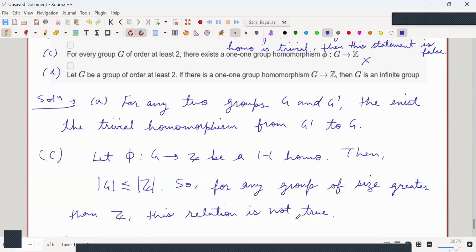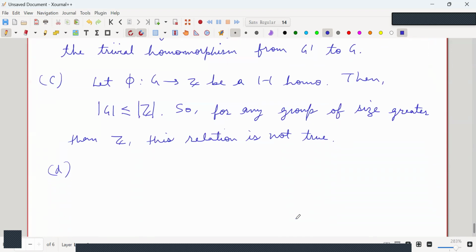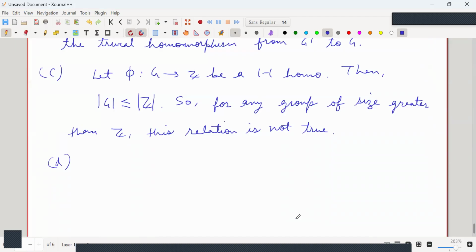Sir, this C is okay. We can have the inclusion map. This should be okay, right? But then why should this G be an infinite group? So suppose G is some finite group of order n. Or maybe we can go with that generation property, right? Yes, sir.